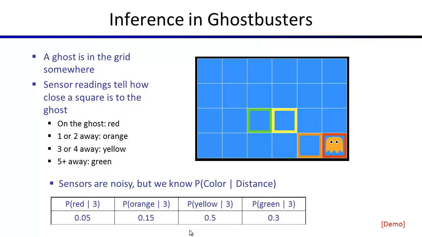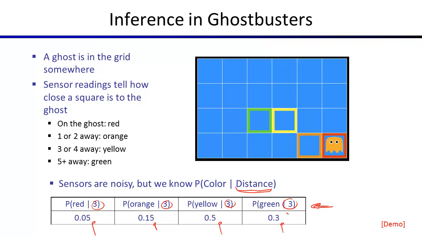Formally, the way that sensor is set up is as follows. We have a probabilistic model, and that model, for every distance the ghost could be away, there will be a table. In this case, the table is for a distance of 3. If the ghost is a distance of 3 away from where you place the sensor, then with 0.05 probability, the sensor will read off red. With 0.15 orange, 0.5 yellow, and 0.3 green.